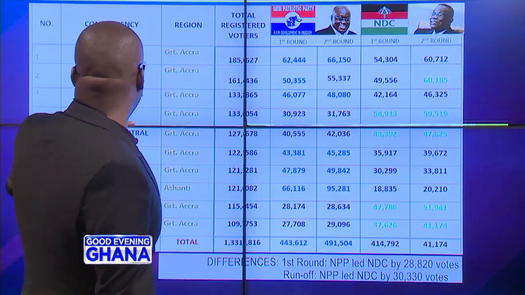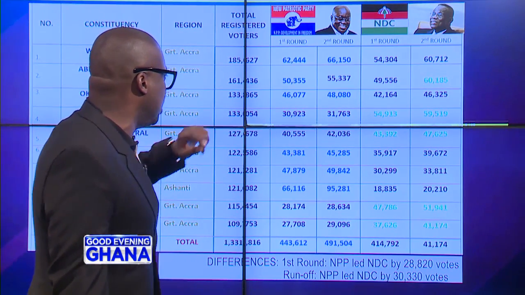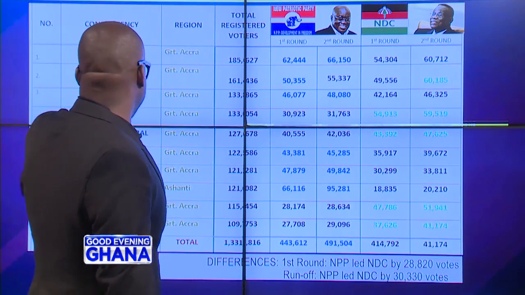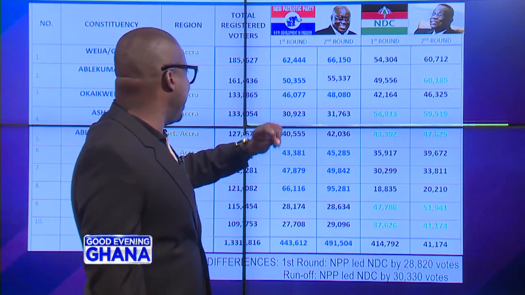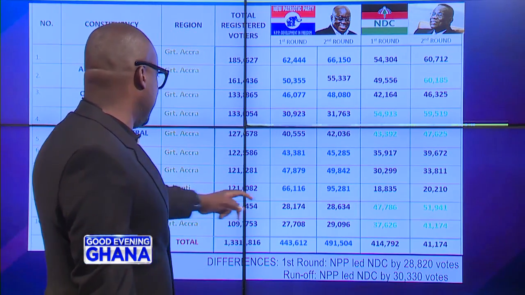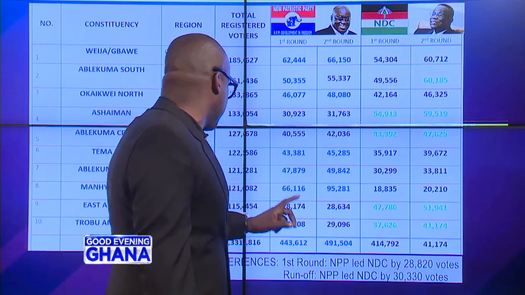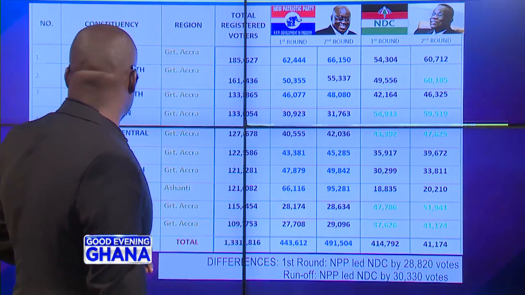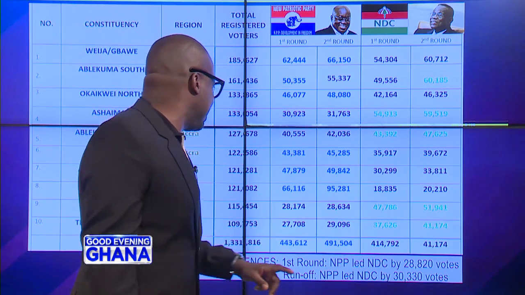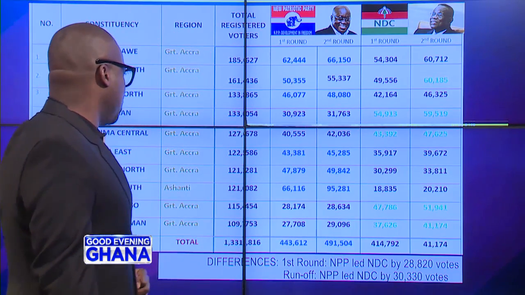And those are Ashaman. Professor Mills wins Ashaman, where he's grabbing 54,000 over Akufo-Addo's 30,000. Professor Mills wins Abilikuma Central, where he's getting 43,000 over Akufo-Addo's 40,000. Professor Mills wins East Ayawaso, where he's getting 47,000 over Akufo-Addo's 28,000. And Professor Mills also wins Strobo Amasaman, where he's getting 37,000 over Akufo-Addo's 27,000.